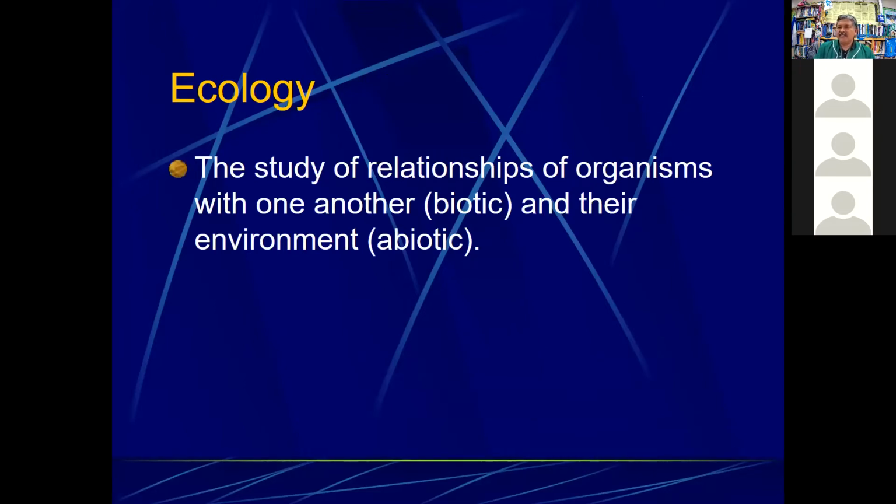What is ecology? Ecology is the study of relationships of organisms with one another and their environment. Sometimes we talk about things like predator-prey relationships in ecology. That would be a biotic relationship. Or sometimes we talk about the interactions of, say, humans and carbon dioxide in the atmosphere. That's an abiotic interaction because it's an interaction between living things and non-living things. Both of these are topics that we would study in ecology or in environmental science.